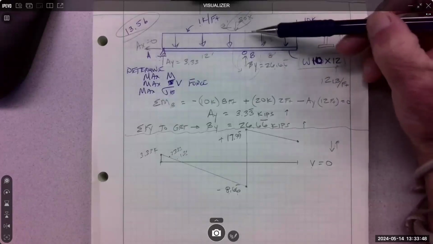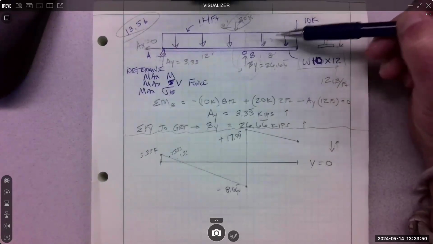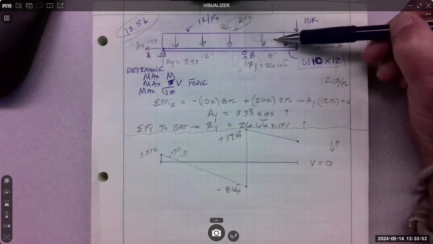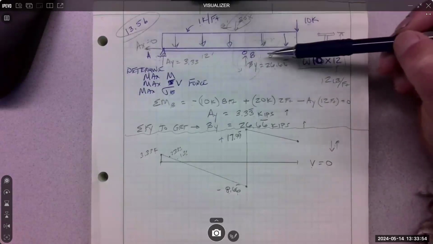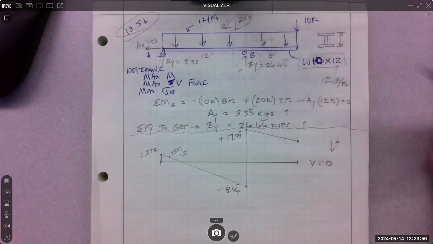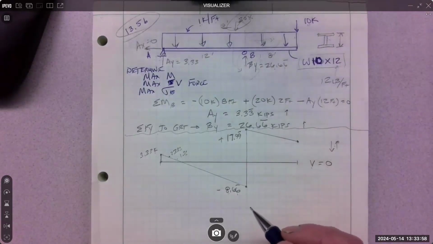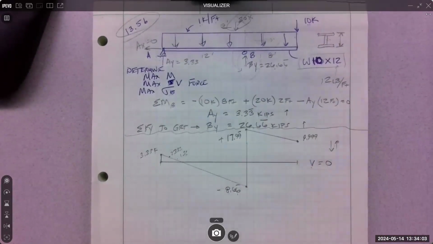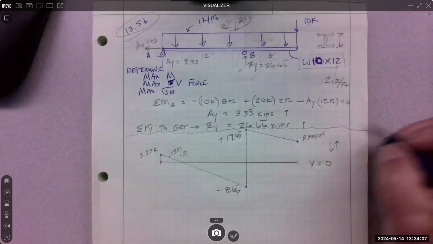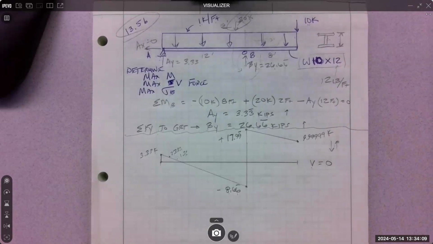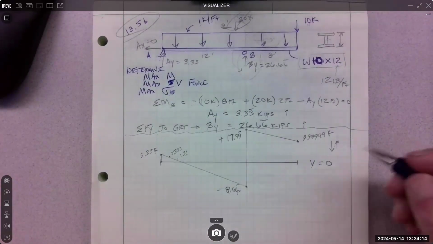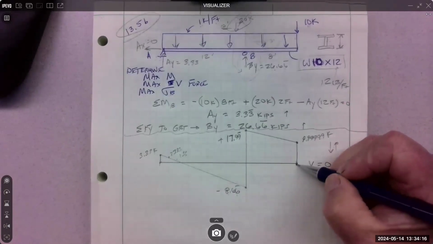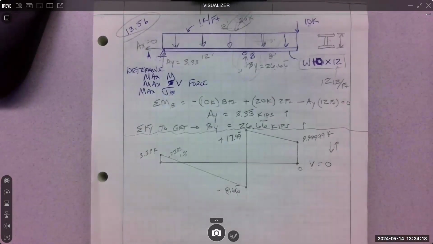Right? So we're going to pick up all of this distribution, which is how much? 1 kip per foot, 8 feet, 8 kips, yep. So we drop down 8 and we get what? 9.999 repeating. Yep. And then we see the 10K and we go to 0.